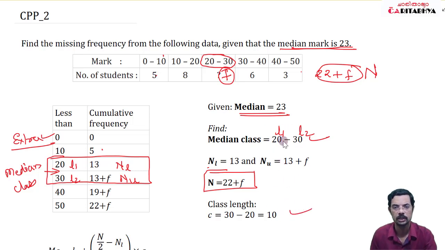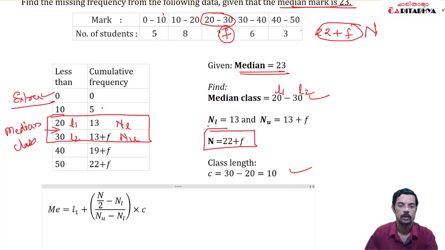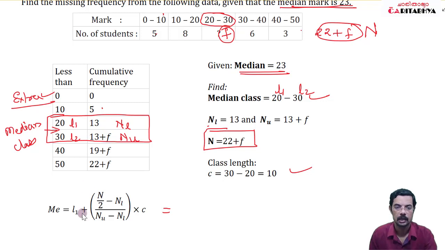Now we shall put all these values into the formula. And what is the formula? We know that median is equal to L1 plus n by 2 minus NL divided by NU minus NL into C. When we put the values, we get L1. What is L1? L1 is 20. So we get 20 plus n by 2.